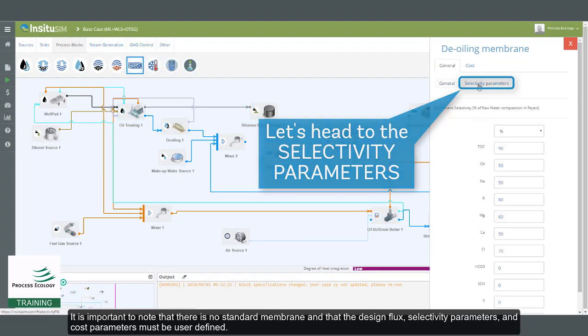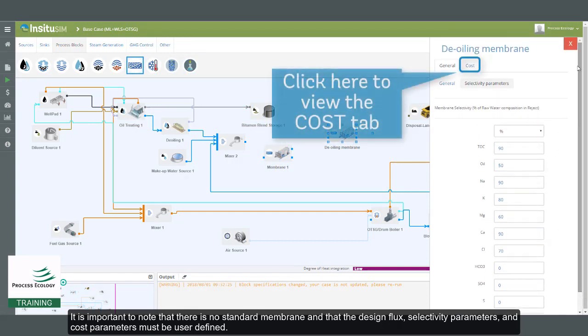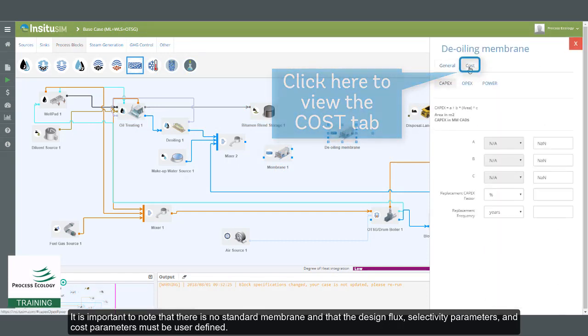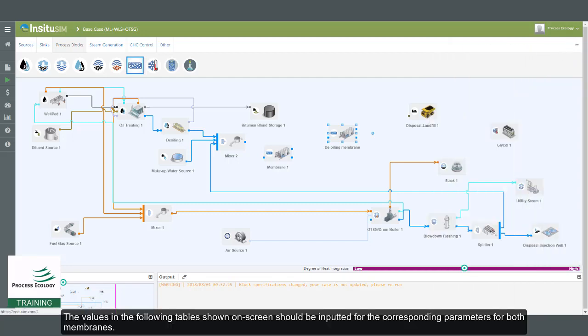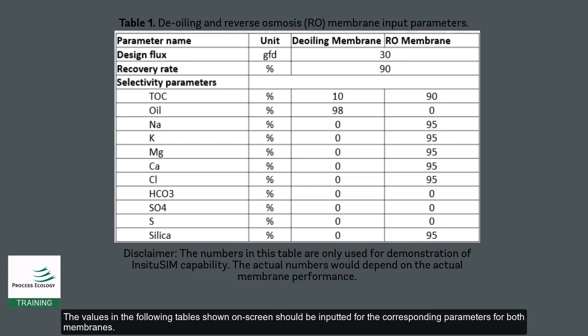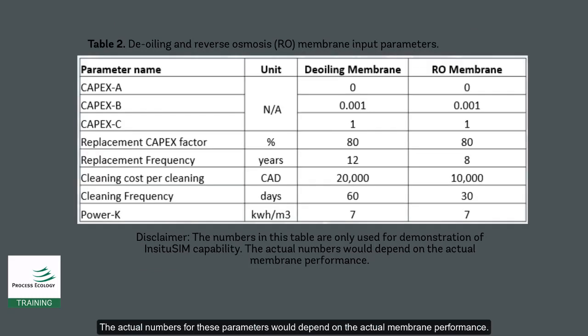It is important to note that there is no standard membrane and that the design flux, selectivity parameters, and cost parameters must be user-defined. The values in the following tables shown on screen should be inputted for the corresponding parameters for both membranes. It should be noted that the numbers found in the following 2 tables are only used for demonstration of in situ sim. The actual numbers for these parameters would depend on the actual membrane performance.